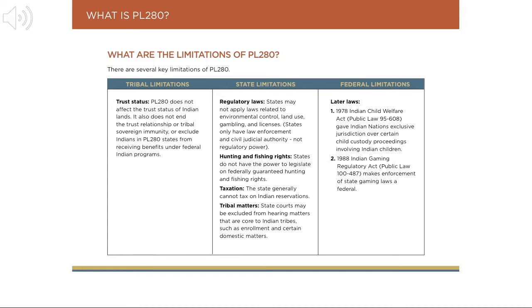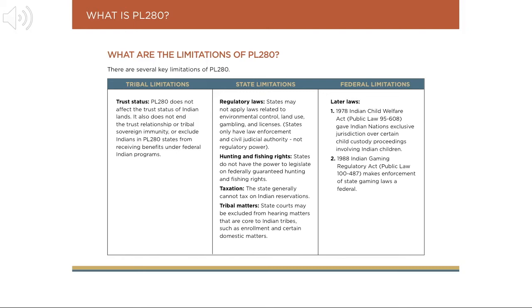At the tribal level, PL280 does not affect trust status of Indian lands. It also does not end the trust relationship or tribal sovereign immunity or exclude Indians in PL280 states from receiving benefits under federal Indian programs. At the state level, there are several limitations. For regulatory laws, states may not apply laws related to environmental control, land use, gambling, and licenses to Indian reservations. States only have law enforcement and civil judicial authority, not regulatory power.